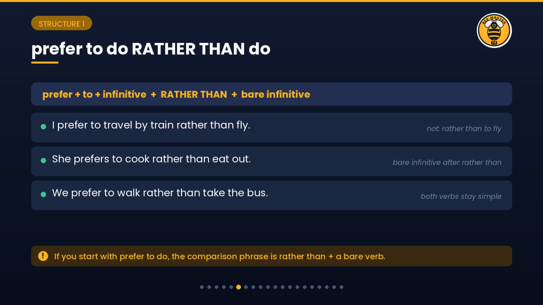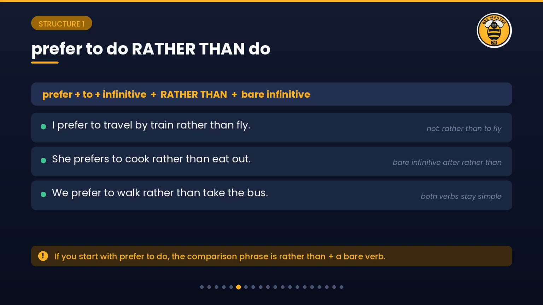There is a second way to compare with prefer, and it uses a different linking phrase. If you begin with prefer plus to plus a verb, you continue with the phrase rather than, and then a bare verb with no to. I prefer to travel by train rather than fly. She prefers to cook rather than eat out. Listen to the second verb again. Fly, eat, no to in front of it. Learners very often say rather than to fly, and that extra to is wrong.